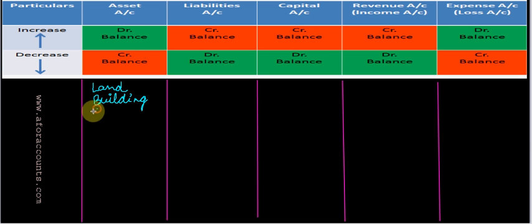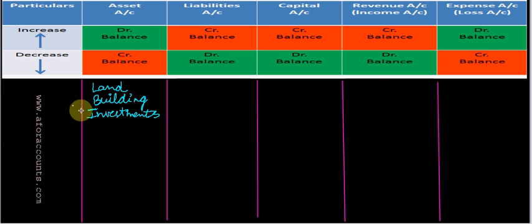Then investments, again assets. See, investment can be of 2 types: short-term investments and long-term investments. An accounting period normally comprises 12 months. So the investment over 12 months will be a fixed asset, and investments below 12 months will be a current asset. But both are assets, and when they increase, we have to debit them.